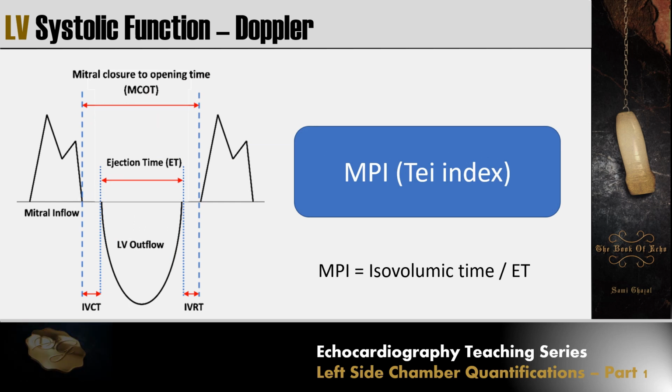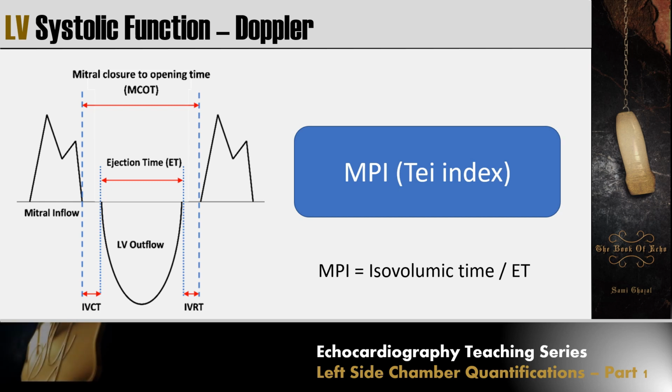Another parameter of measuring or estimating LV function, being systolic or diastolic, is called MPI, or Myocardial Performance Index, or Tei index. It is not commonly used. It is not for everyday use because it is a little bit time consuming. It's mainly used in research settings or in special situations. However, just to have the picture completed, we have to mention it and explain it.